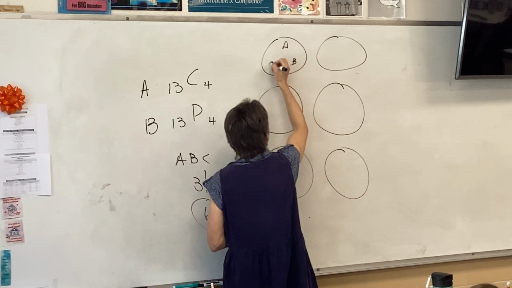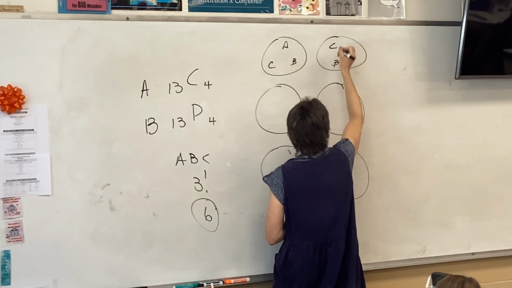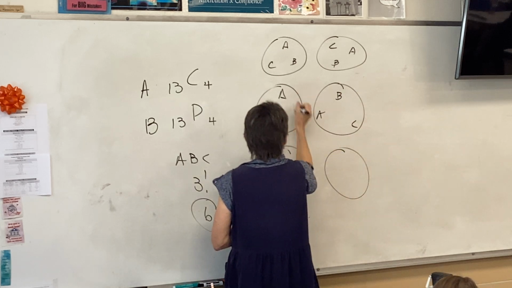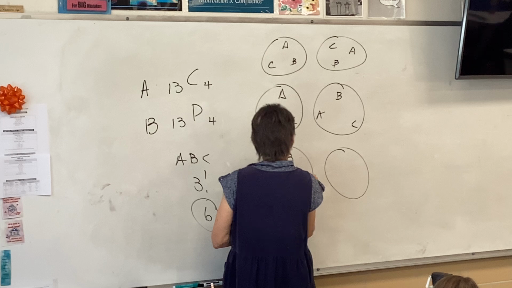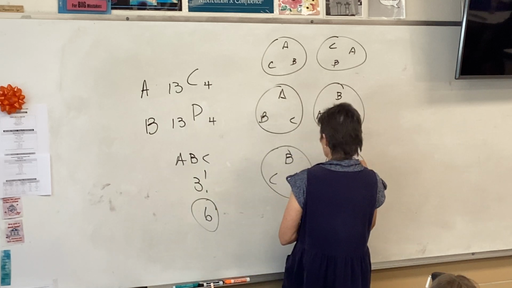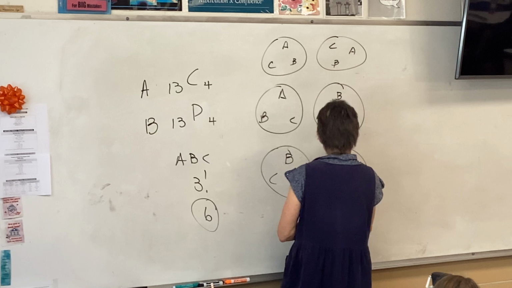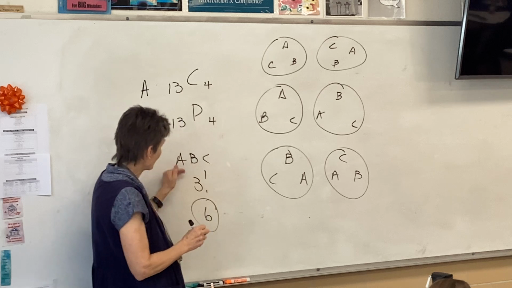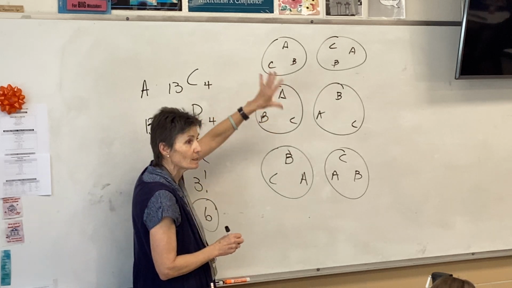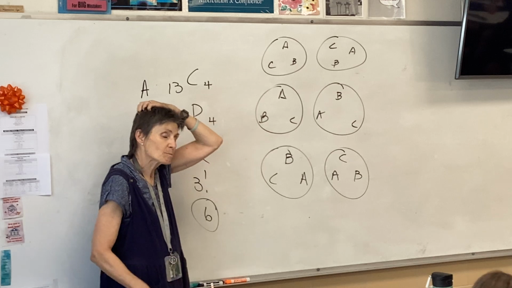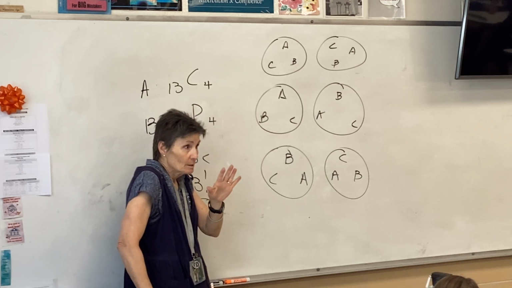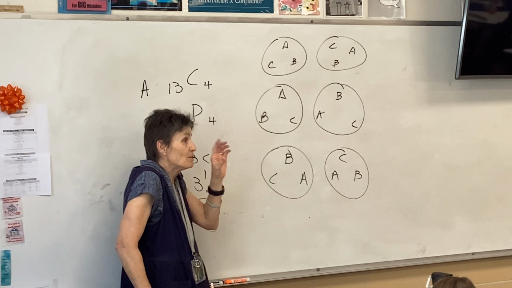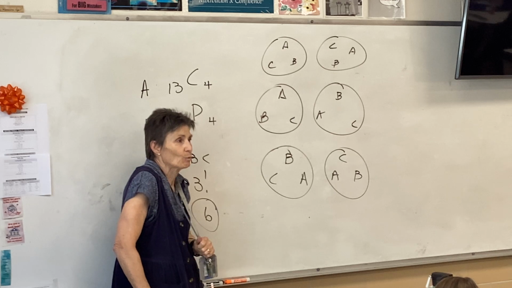Apple, banana, carrot; apple, banana, carrot; apple, carrot. I think I got them all. Okay, so there are the 6 orders that would be out in a row. I just put them around the circle. Look at those plates. Remember, I put the fruit or vegetable on a plate. Do you notice anything about those arrangements?